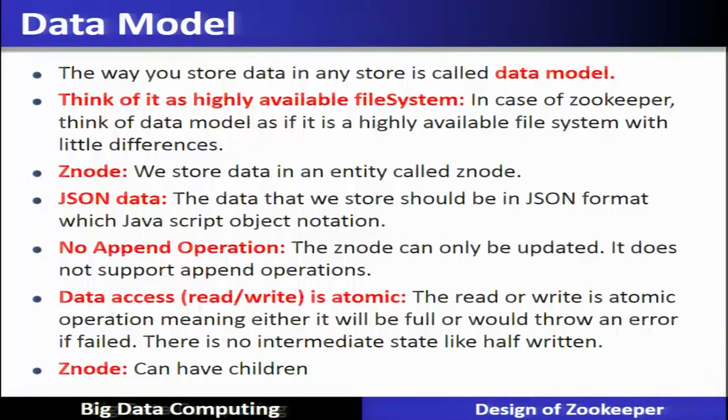The data access here, that is the read and write operations, is atomic. Read and write operations are atomic, meaning either it will be complete or would throw an error if failed. Therefore, no intermediate state like half written is possible in the atomic node, and a Znode can have children. Again, we are repeating that there is no append operation.